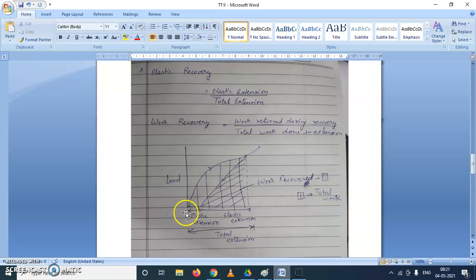So now here this is the extension axis, so we can divide it into two parts. This is elastic extension because this part is already recovered, and this is plastic extension which is not recovered. So work recovery also we can report.